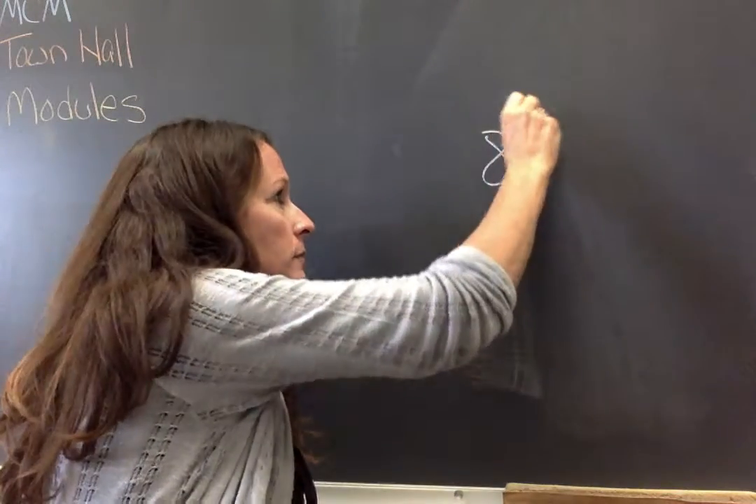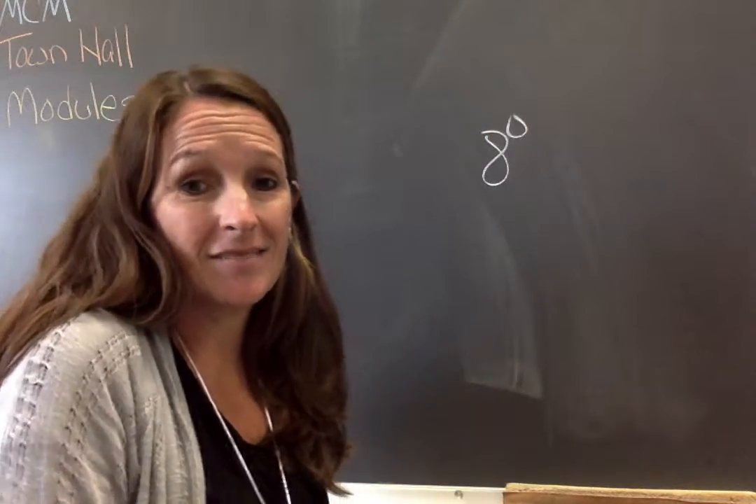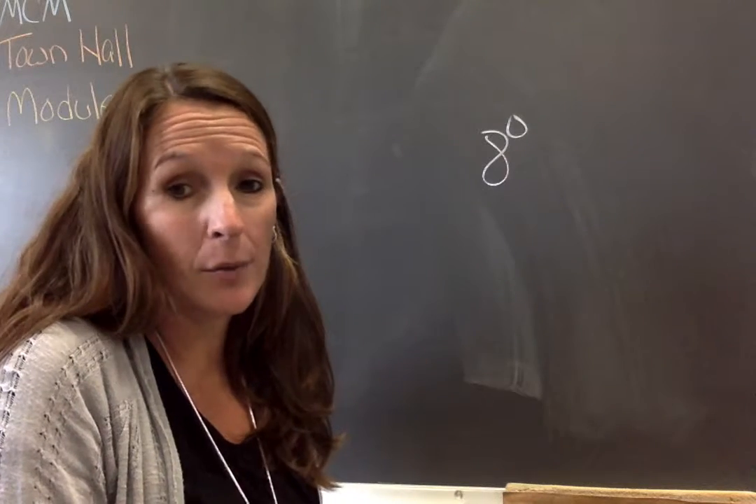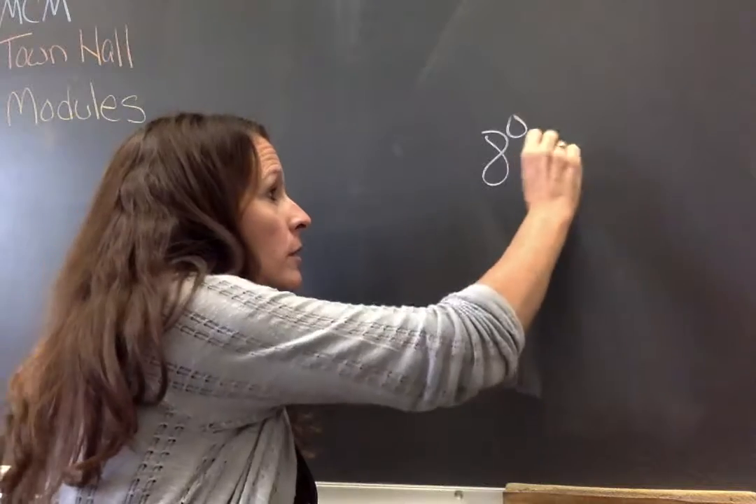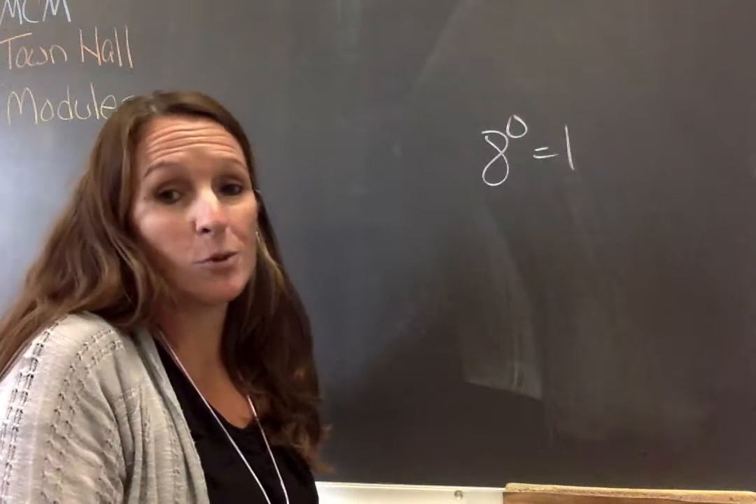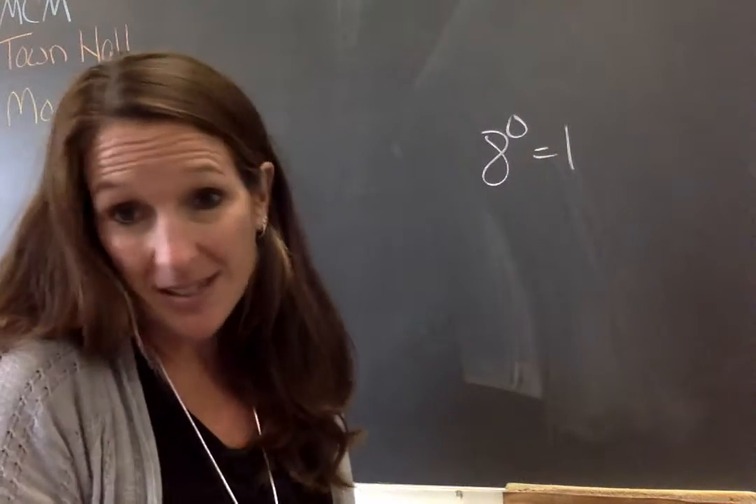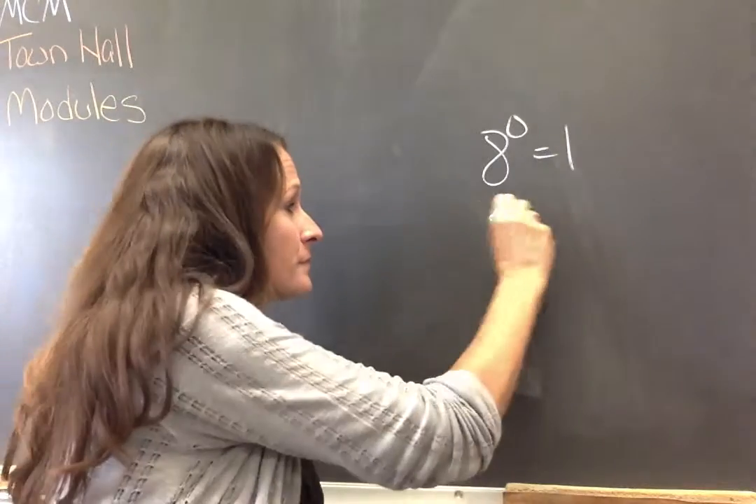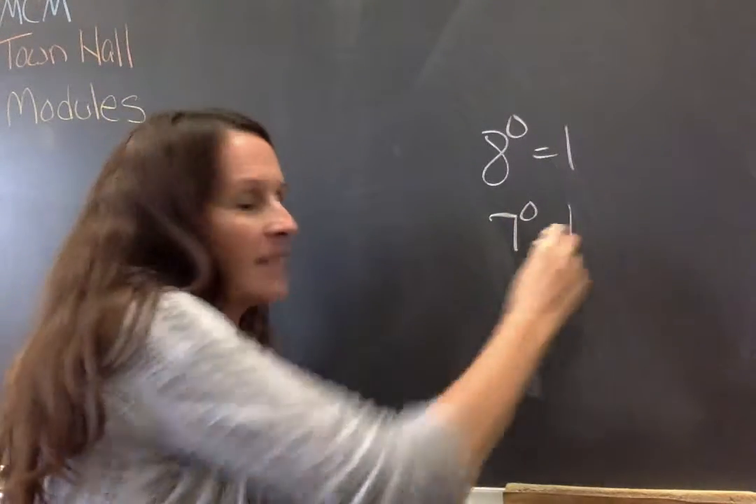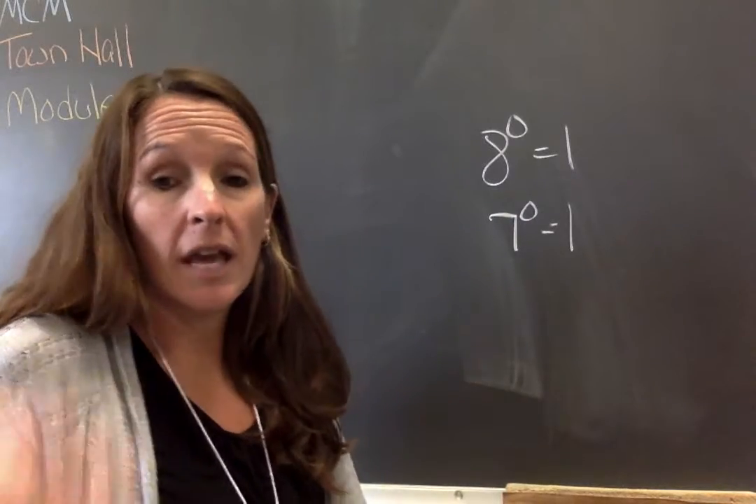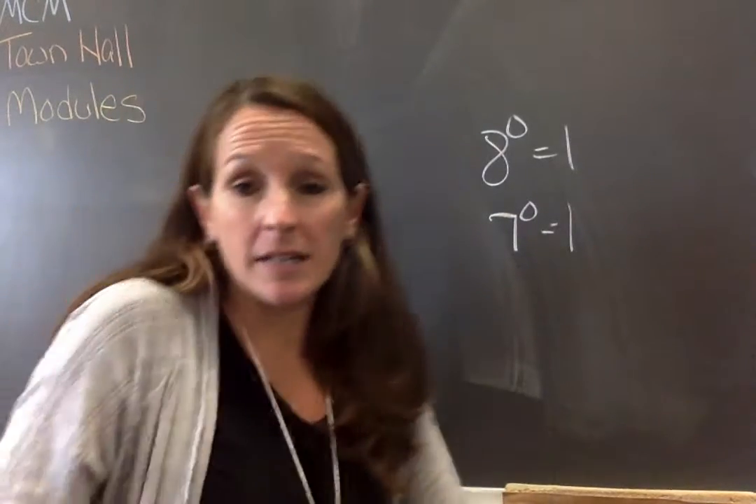Now, don't forget, any number to the 0 power is equal to 1. So 8 to the 0 power, that equals 1. So 7 to the 0 power equals what? 1. And it keeps going. No matter what number it is, if it's to the 0 power, it is equal to 1.